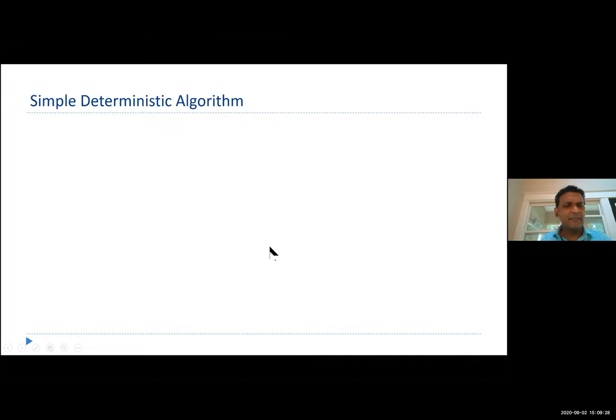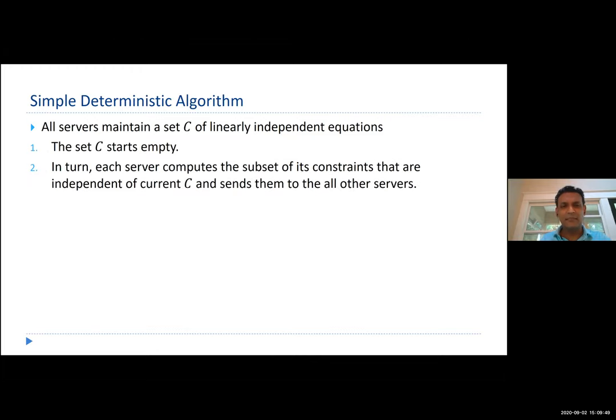Okay. So here's a simple deterministic algorithm. What follows in the next five, six minutes will be two homework exercises, which are probably the nicest part of this paper. The first one is really just an observation. All servers are going to maintain the same set C of linearly independent equations. The set starts empty, and then in turn, server 1, 2, 3, the server computes the subset of its constraints that are independent of the current C and sends them to all other servers. That's it. Everybody has computed this current set, you compute in your subset what is linearly independent and send it to everybody. And then at the end of the day, you have the full collection of the linearly independent subset, or you know it's infeasible.